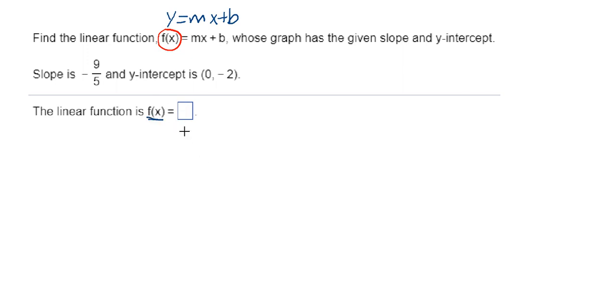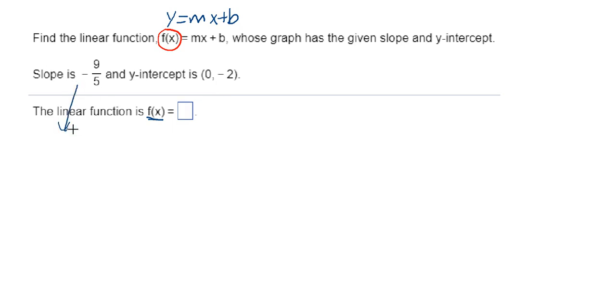So we don't have to type it in ourselves. We just type in the right-hand side of the equation that we're going to find. The details we're given are the slope is negative 9/5 and the y-intercept is (0, negative 2). And so they're really telling you all the numbers you need to plug into this formula to get the equation. Meaning there's no calculations to do, there's no computations, there's no work really. You just take the numbers, plug them into the formula, and you get your answer.